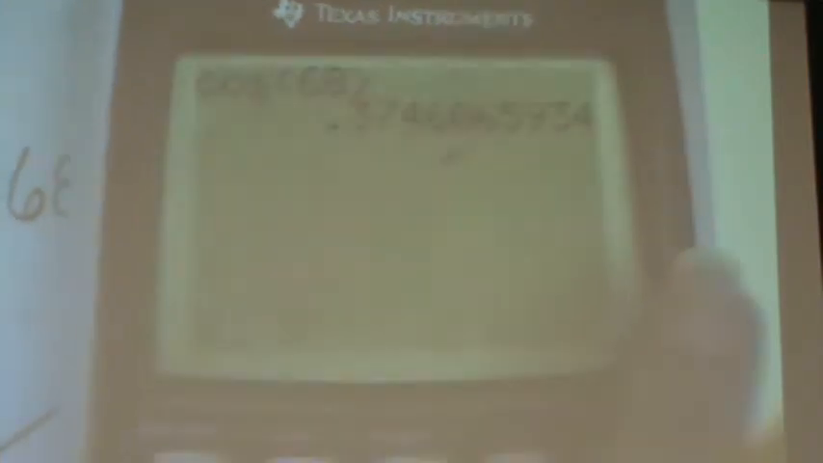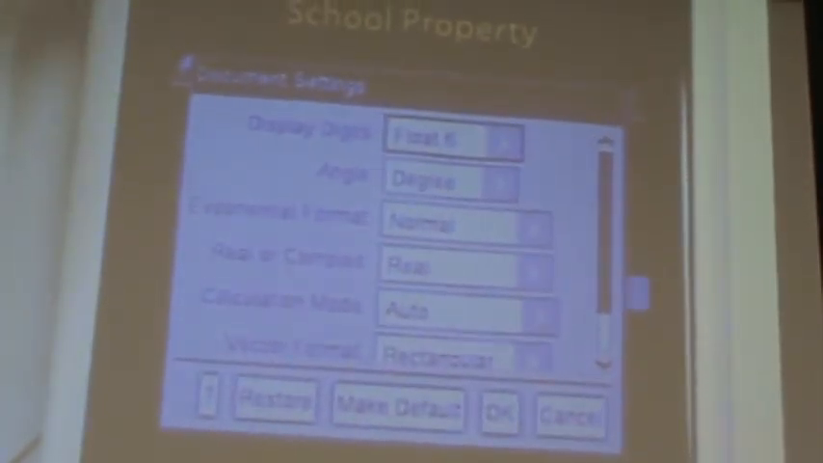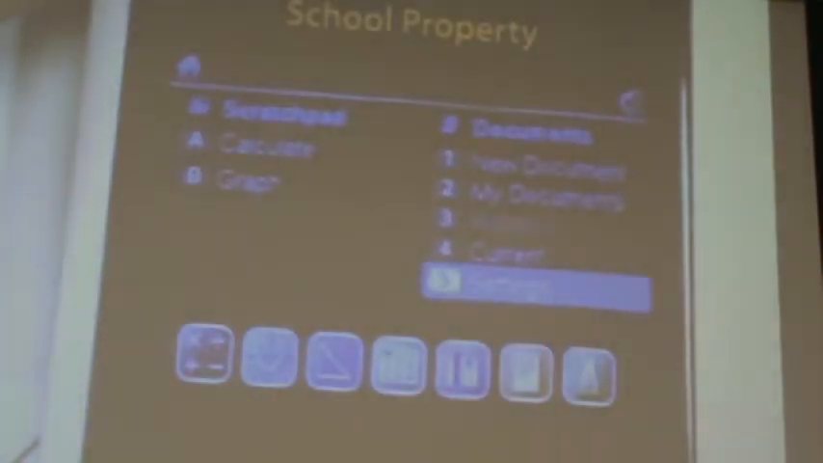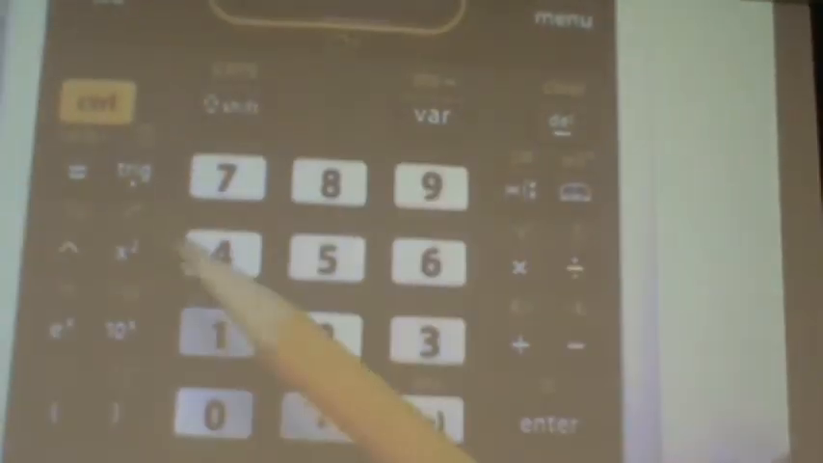Now, how do you do it on the Inspire? Let me show you that, because you're gonna like to use this calculator. Go to home. Go to calculate, and there's a button right here. It says trig. Hit that button, and look what you have. This is nicer than the 83s because it gives you all of them. The 83 does not have the other buttons.